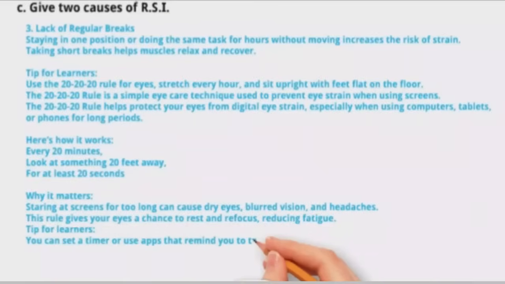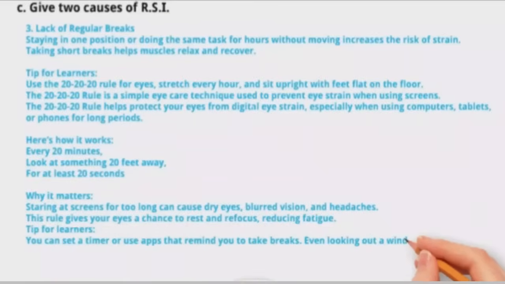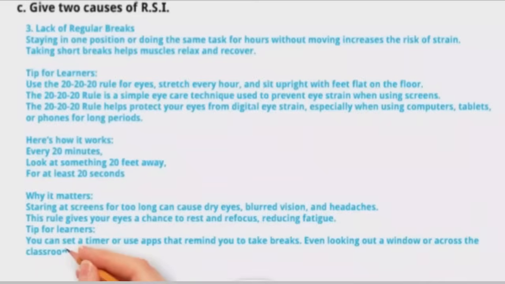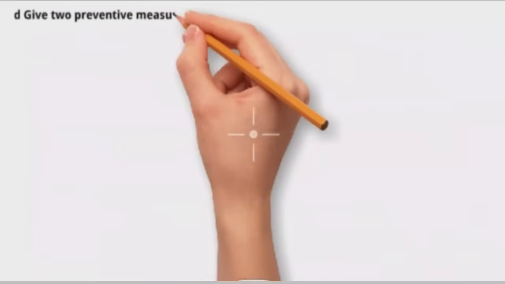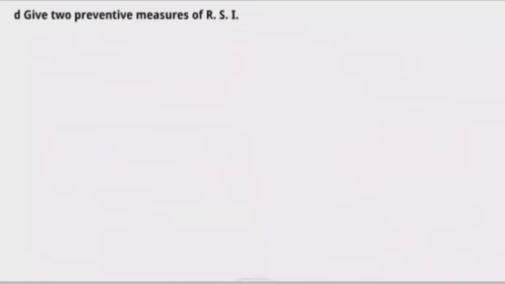Tip for learners: you can set a timer or use apps that remind you to take breaks. Even looking out a window or across the classroom helps. Now let's go to question 1D. Give 2 preventive measures of RSI. Here are 2 correct preventative measures for repetitive strain injury, RSI, along with explanations.